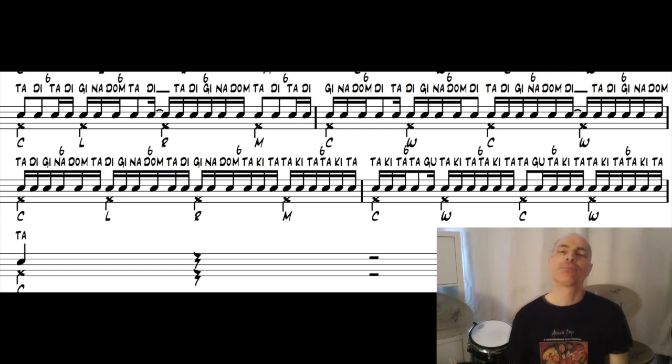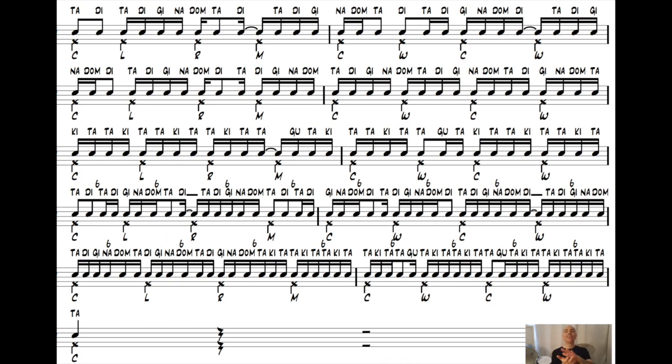TaKiTa ta. A nice thing we can try and do is play both 16th notes and sextuplets back to back as one composition. 1, 2, 3, 4, 5, 6, 7, stop.